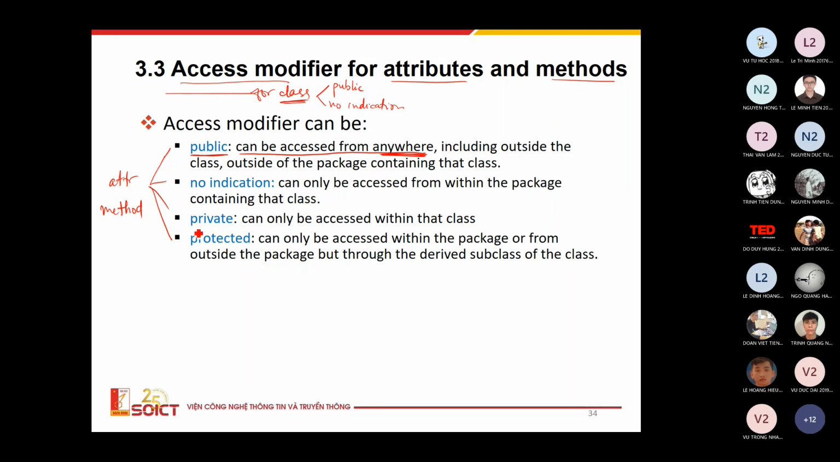The second is private. That means it can only be accessed within that class, inside the class only. With no indication, it can be accessed from within the package containing that class. And for protected, maybe later when you learn about inheritance, you will be reminded about protected.